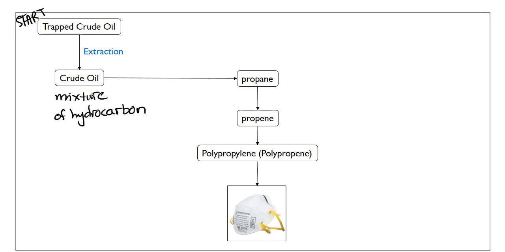But what you need to do is go from this mixture of hydrocarbons to propane, which is just one hydrocarbon. So you need to separate the different hydrocarbons from this mixture, and the process of doing that is called fractional distillation. So we're going to talk about that.